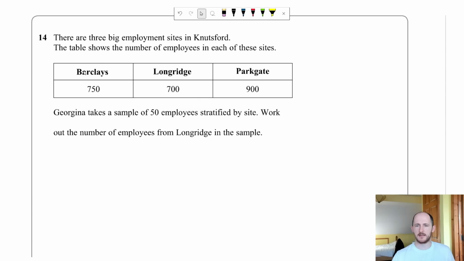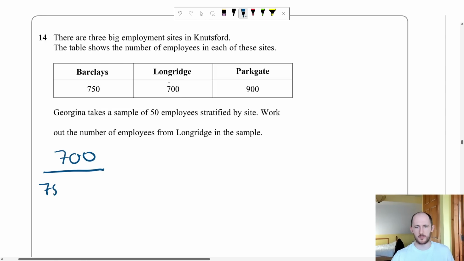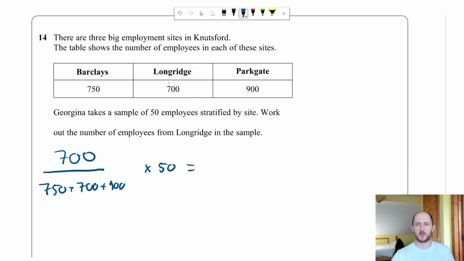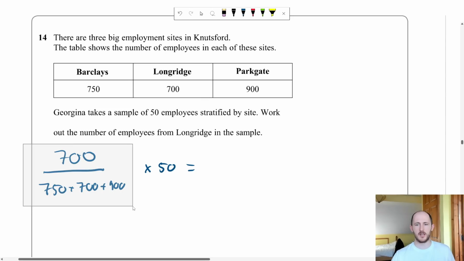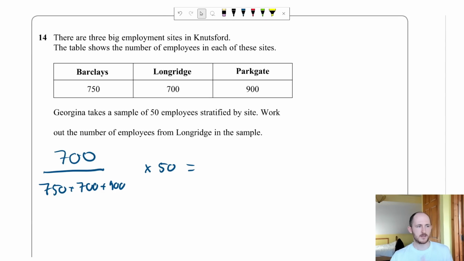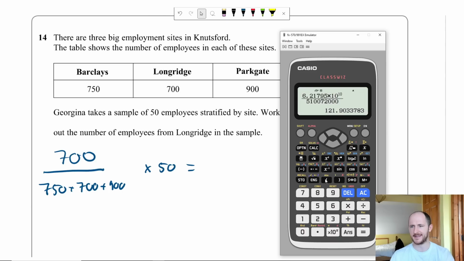So we can basically do this stratified sample in the same way as before. So we take the number of people from Longridge, divide it by the total number of people, which is, I'm not even going to bother working out, I'm just going to write it all on here. Add 900, and then we just times it by 50. Because what we want to do, this part of the equation works out what fraction of the people work at the Longridge site. And then that fraction of people should be what fraction of the sample are going to be from the Longridge site. So just doing it all in one step because we're nice and lazy.